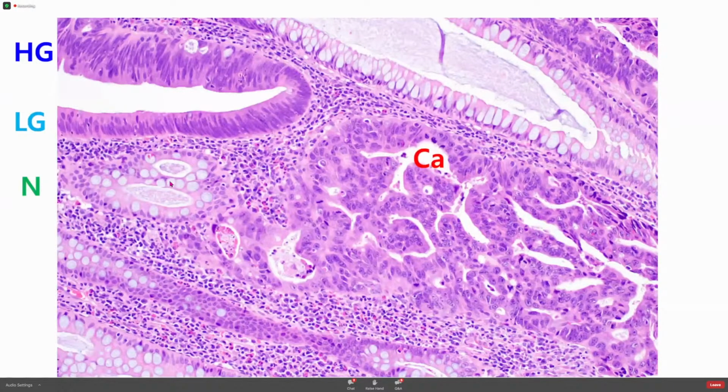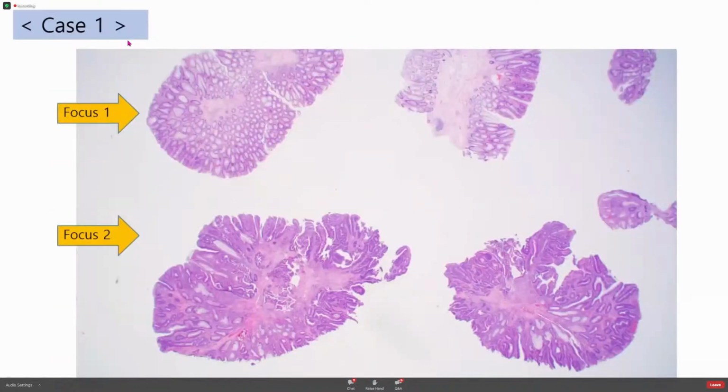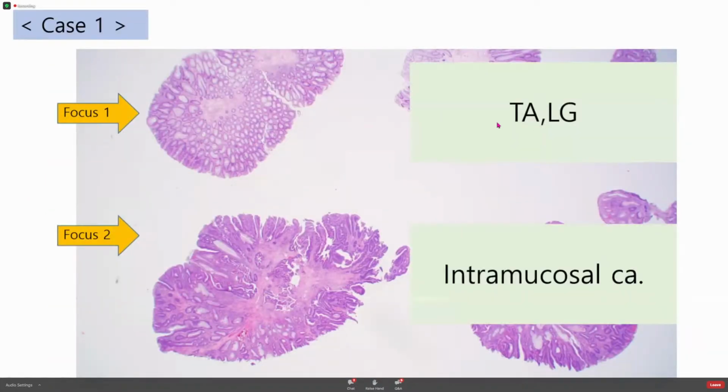This focus is normal and low grade. This one is high grade, and more complexity shows a cancer focus. At high power view, the nuclei are different. This one is normal, this one more enlarged, and this one shows increased mitotic activity, nucleoli and more pleomorphism. So the diagnosis is low grade, normal, and cancer focus. The result is one focus is low grade, and this other focus is intramucosal carcinoma.